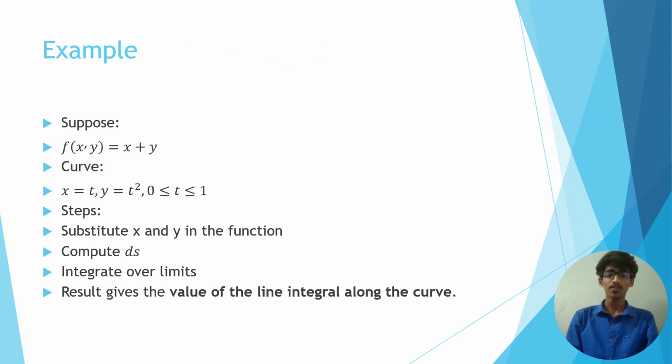Let's see an example of a line integral. Let's imagine a function f of x comma y equals x plus y, and the curve C given by x equals t, y equals t square, where 0 is less than or equal to t less than or equal to 1. Let's know the steps of a line integral. First, we substitute the parametric values of x comma y, and we compute the derivative and ds, and integrate over these limits. The result gives the value of the line integral along the curve.